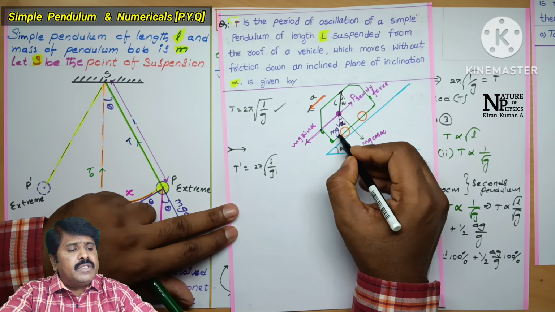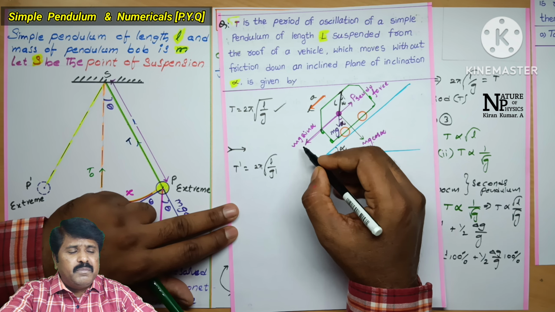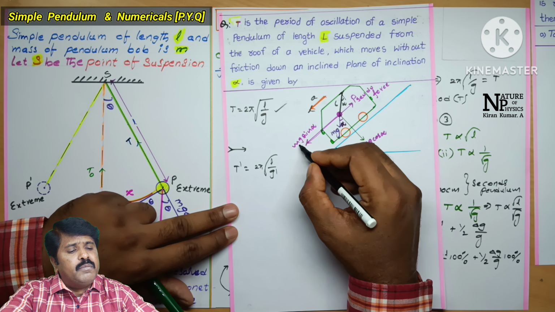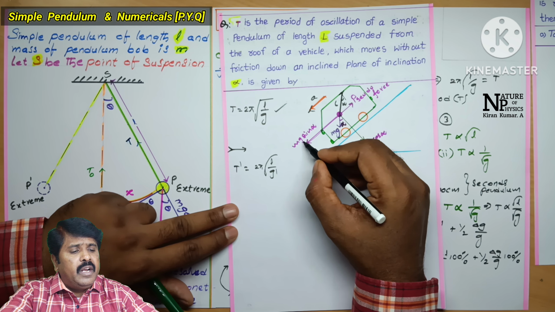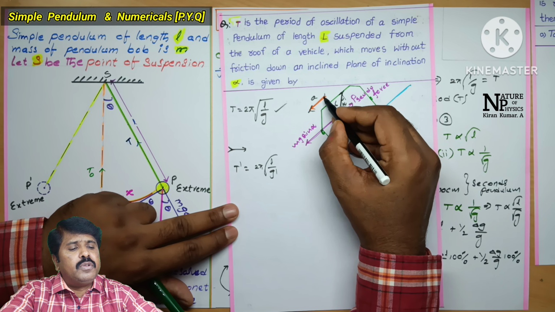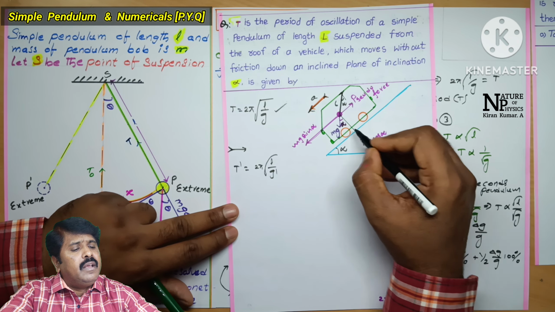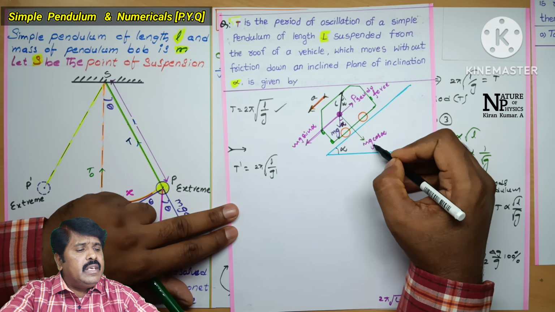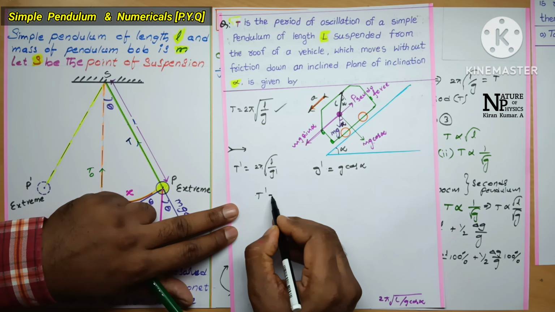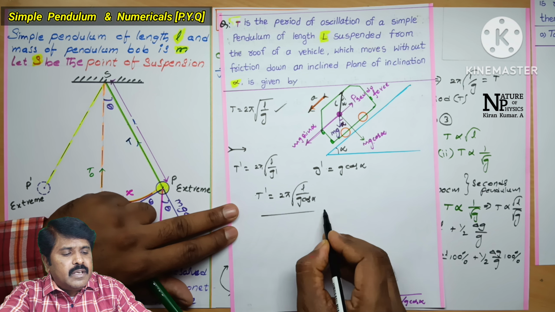One thing you have to notice: mg is resolved into two components. One is mg cos alpha, and the second is mg sin alpha. mg always acts downward toward the center of the earth. The mg sin alpha component of weight is balanced by the pseudo force. Pseudo force is an imaginary force which acts in the direction opposite to the motion of the vehicle. So the pseudo force balances mg sin alpha, and the resultant acceleration is g cos alpha. So G dash is equal to g cos alpha, and T dash is equal to 2 pi root over L divided by g cos alpha, which is the answer for the given question.